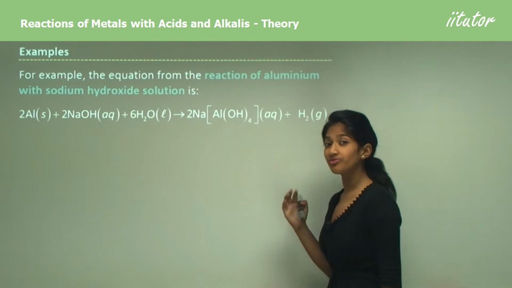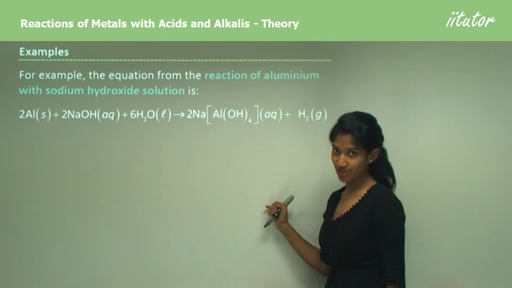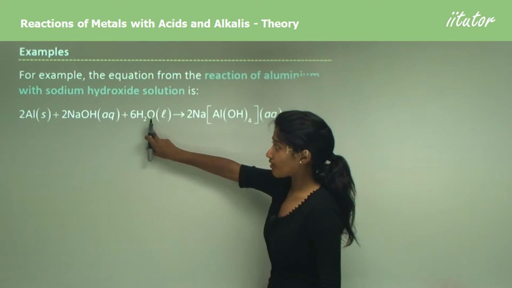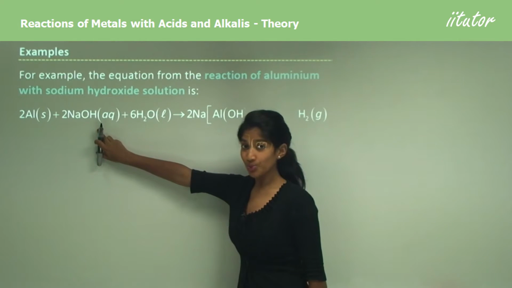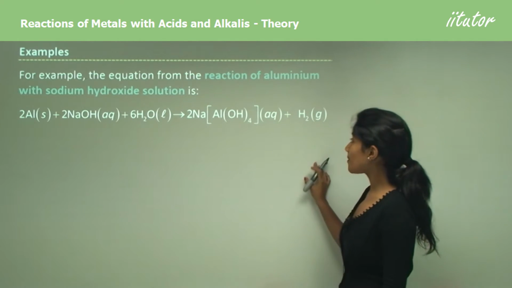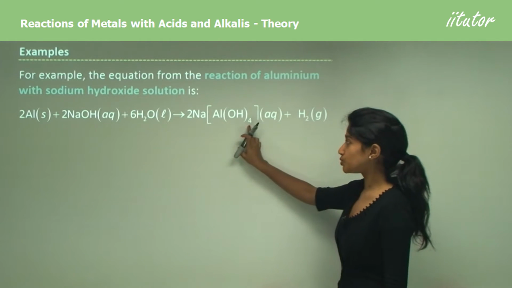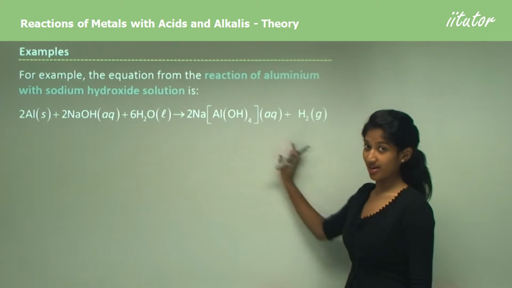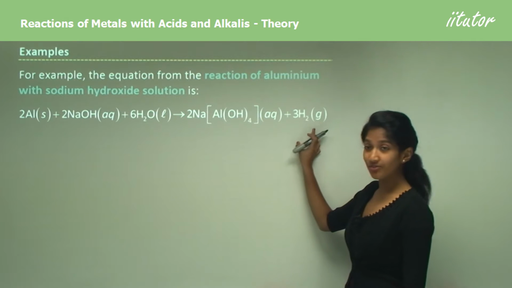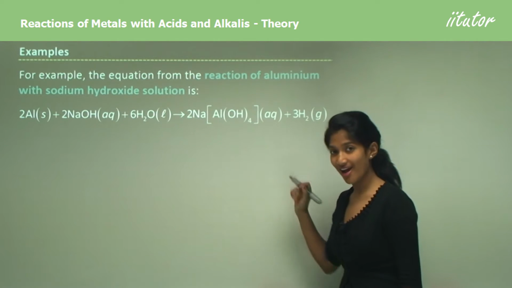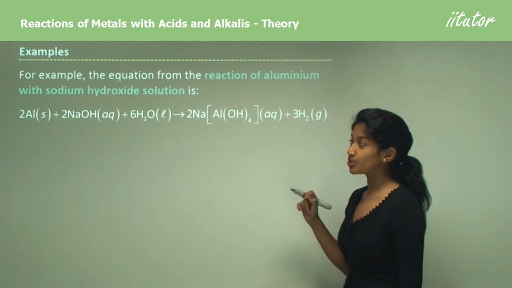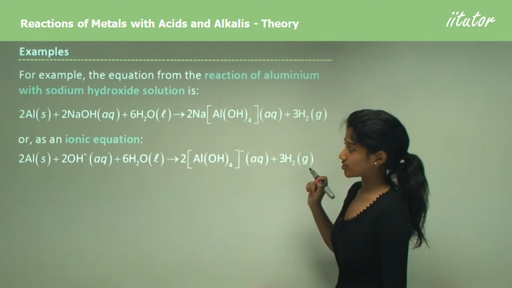Now we have to finish off by balancing our hydrogens. We have 12 hydrogens plus 2, which gives us 14 hydrogens. Now we already have 2 times 4, which is 8 hydrogens here. So by putting a 3 in front of the H2, we balance our hydrogens. And that's how you would go about balancing your equation for that.